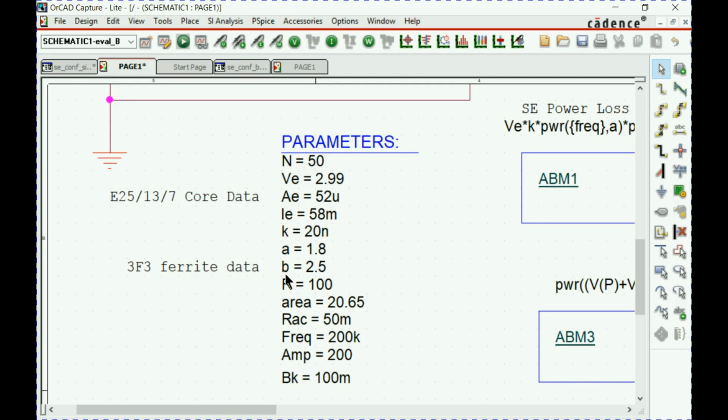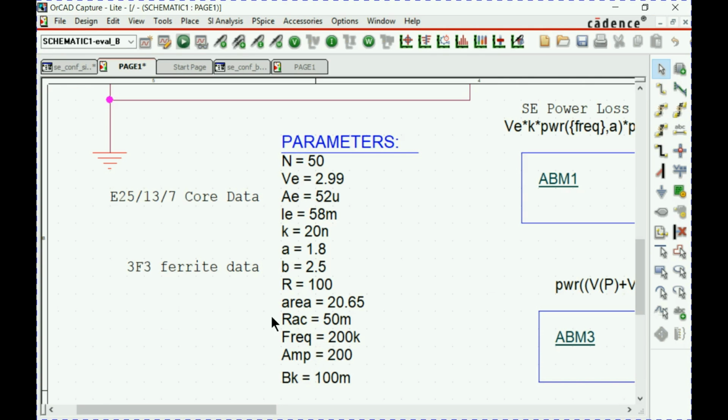K, A, and B are the Steinmetz constants. R, well, this is not related to the model. Area is the surface area of the element, assumed to be 20, this is in square centimeters. RAC, 50 milliohm, assumed to be known. And in this case, this is just a parameter which will be changed. Frequency 200 kilohertz.